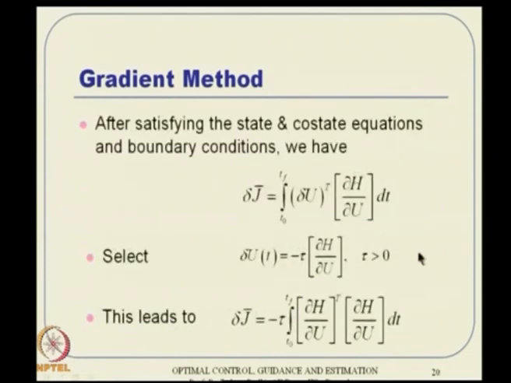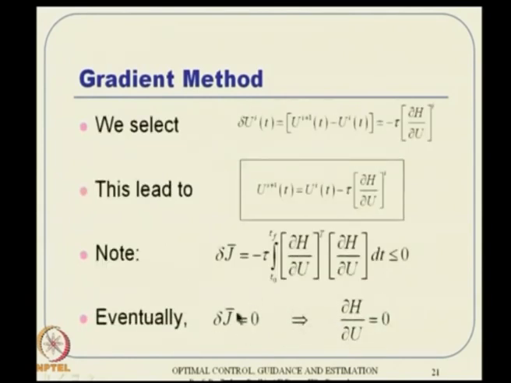So eventually, if the procedure operates, it will keep on decreasing, and finally it will become 0, and when it becomes 0, del s by del u will also become 0, because this is a quadratic form. This can be 0 only when del s by del u equals 0. That kind of philosophy you can bring in and claim that if I operate the algorithm this way, then del h by del u equal to 0 will also be satisfied at the end of the procedure.